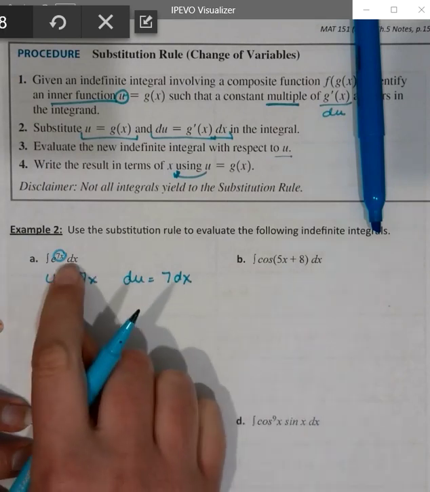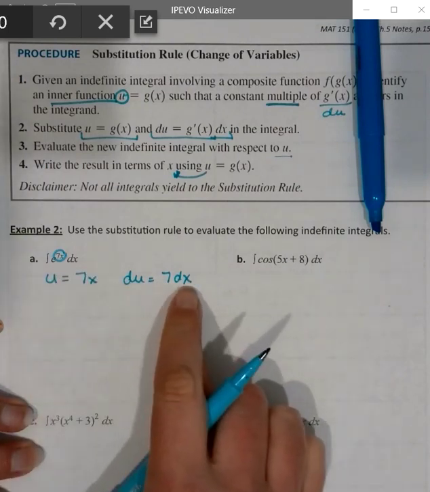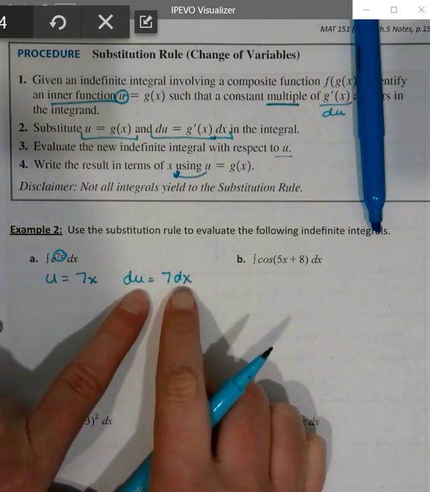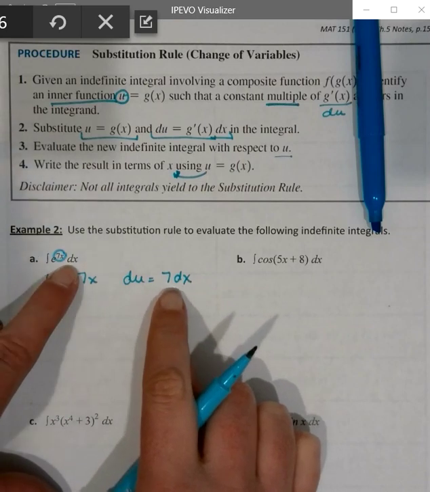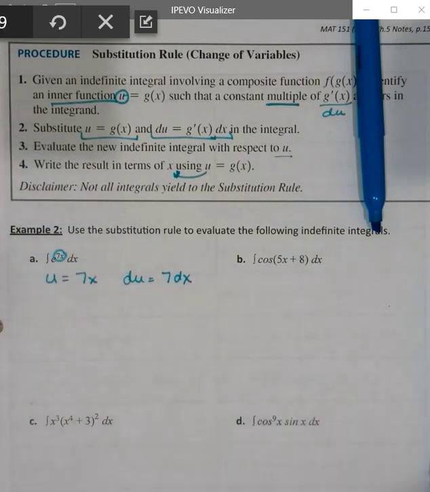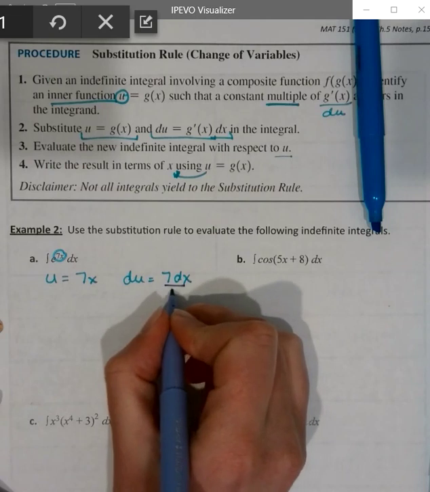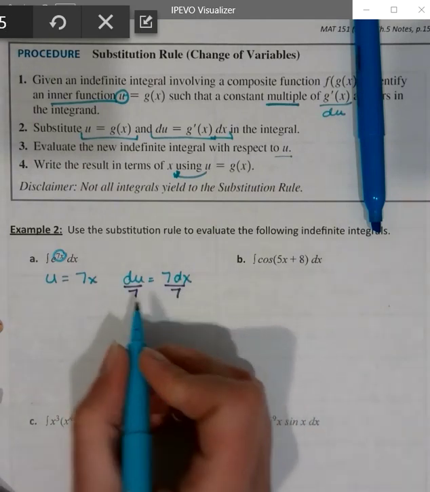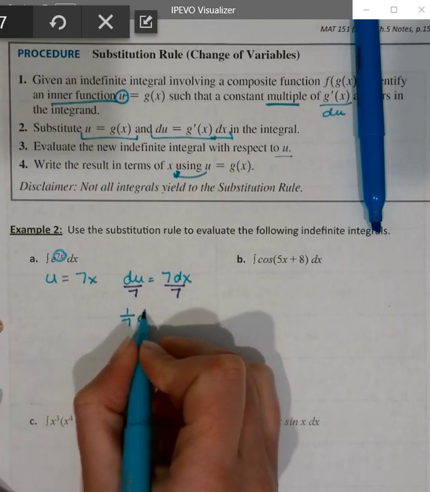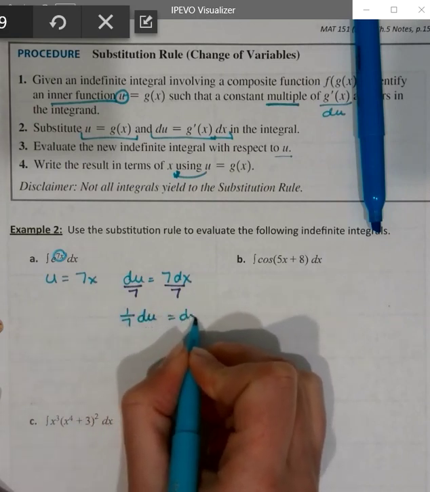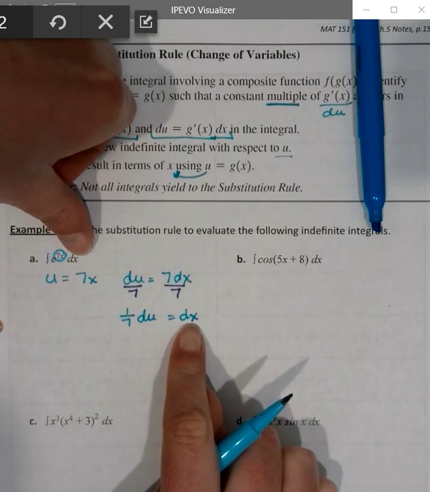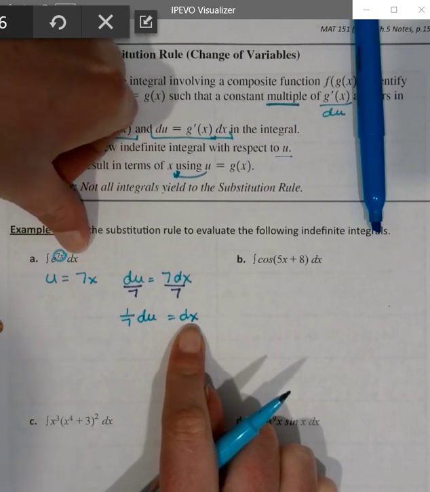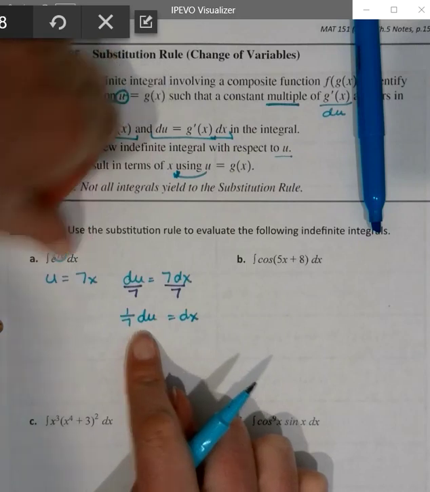Now, unlike last time, I don't have a 7 dx. I can't throw du in unless I have a 7 dx. I only have a dx, I don't have a 7 dx. Good news though, because 7 is a constant, I can divide both sides by 7, and then I can solve for dx. Now I know what to replace dx with. So I can replace the 7x with u, and I can replace dx with 1/7 du.